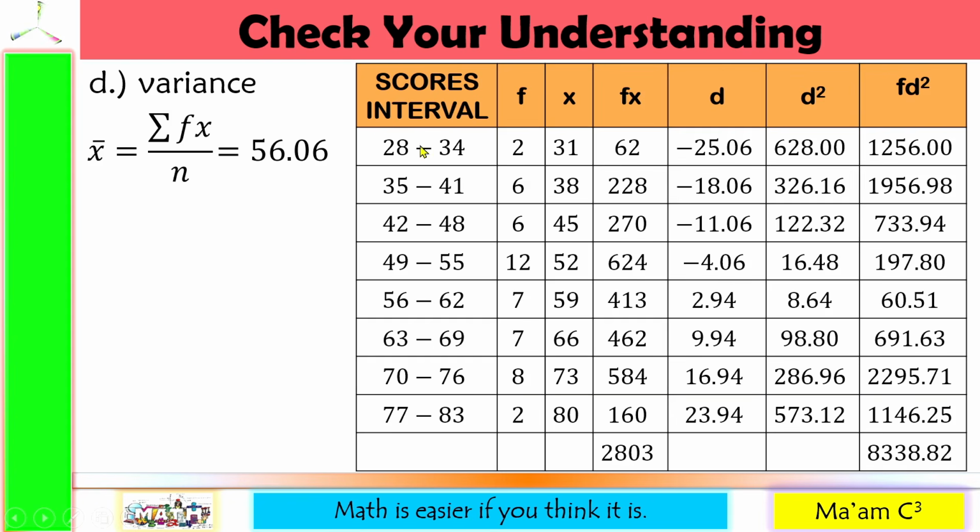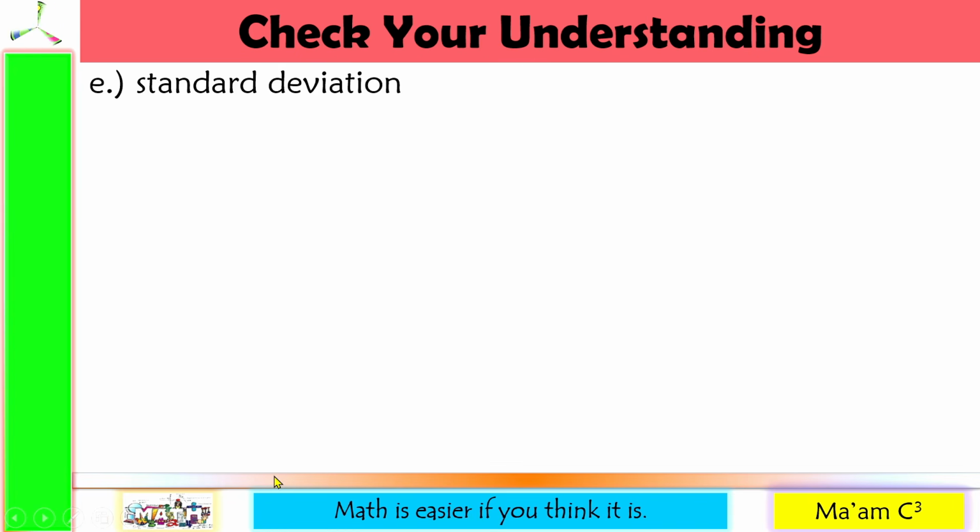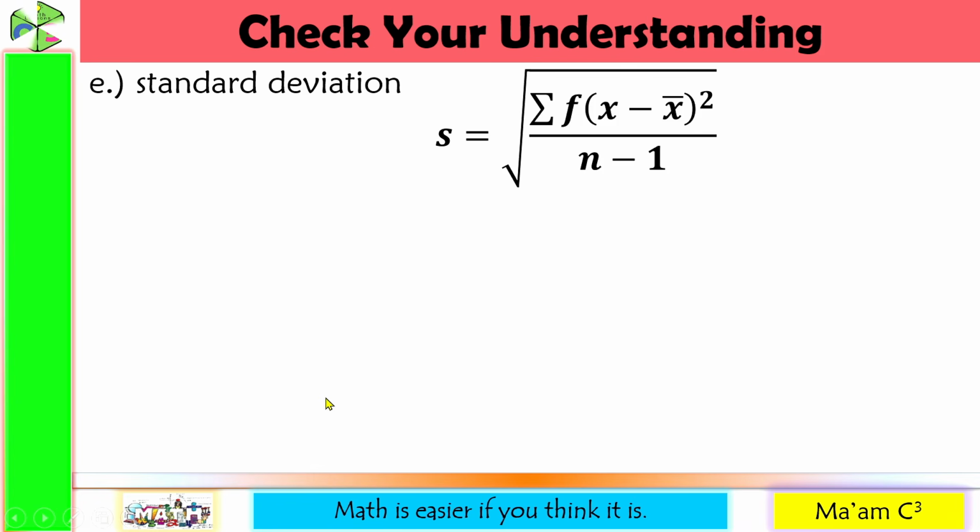And now let us solve for the variance. Again, I use sample variance because nothing is mentioned in the situation that 50 is the population. For the numerator, that is 8,338.82, and n minus 1 is 50 minus 1. This will give you 170.18.